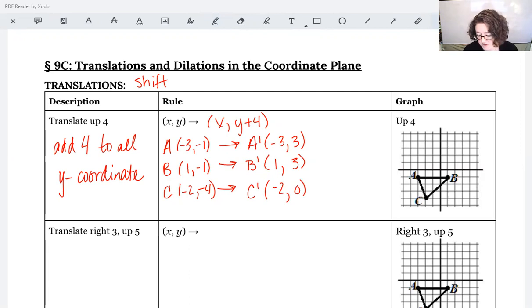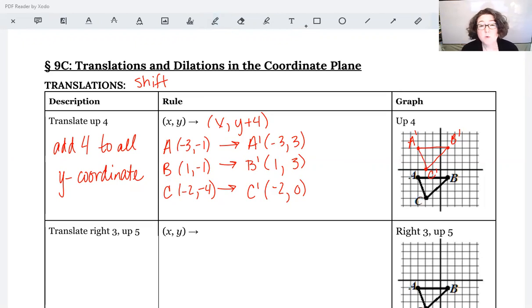So graphing this out, A prime is at (-3, +3). On the graph, notice it looks like I just moved that point up 4 units. That's exactly what we're trying to do. Our B prime is at (1, 3), again just shifted up 4 units. And our C prime is at (-2, 0). And when we draw in our triangle, that makes it even easier to see that all we did was move all 3 points up 4 units.